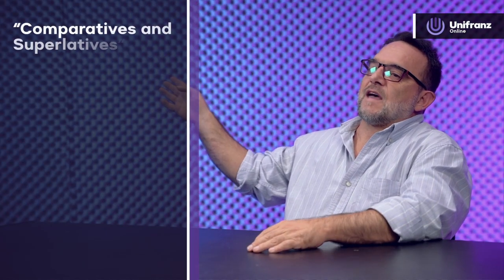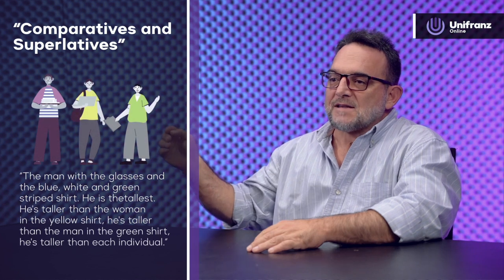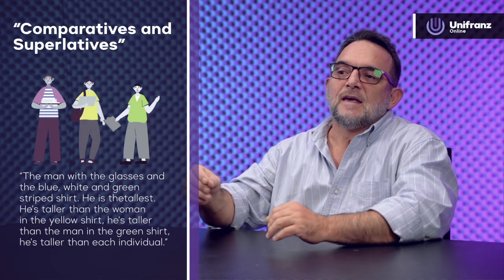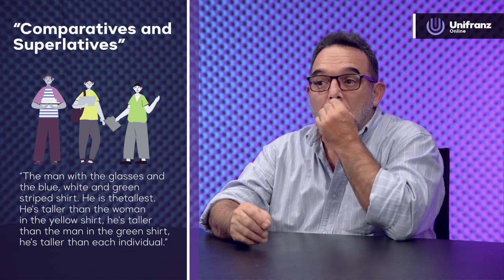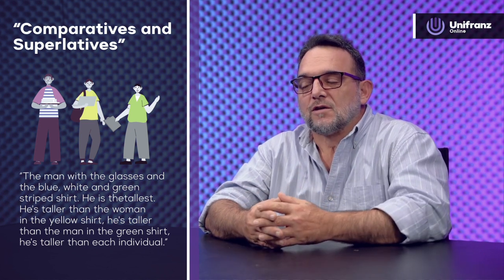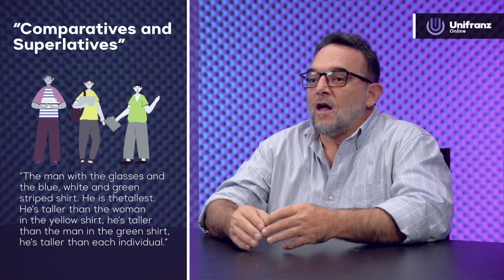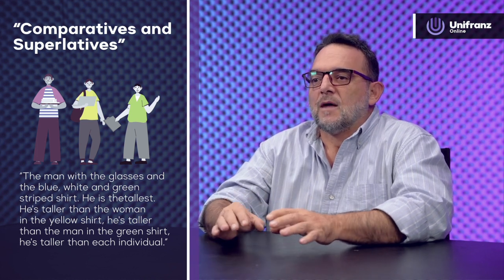If I see these guys over here, let's say for example, the man with the glasses and the blue, white, and green striped shirt, he is the tallest. He's taller than the woman in the yellow shirt. He's taller than the man in the green shirt. He's taller than each individual. But for the group, we're going to use EST to show the number one in the group. That is our superlative. All right, that's the basics.